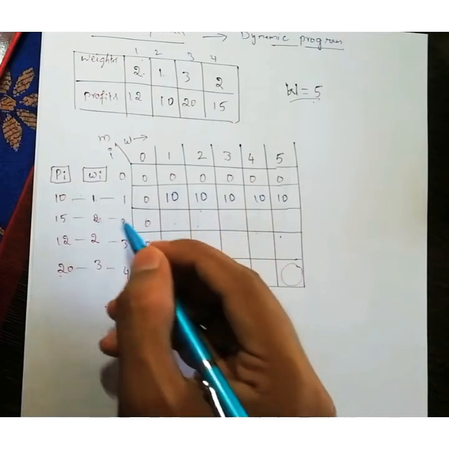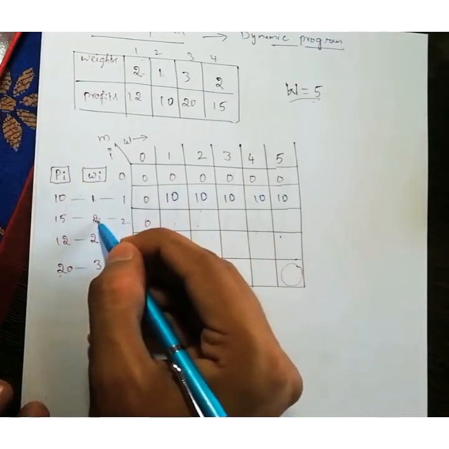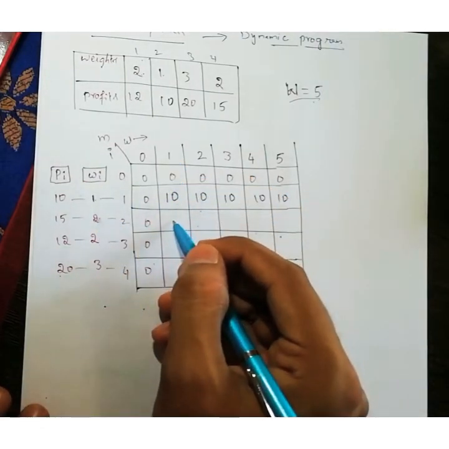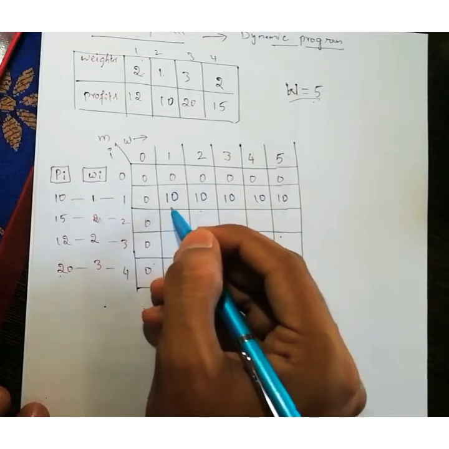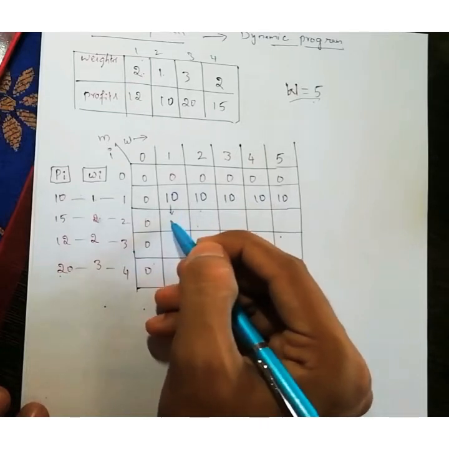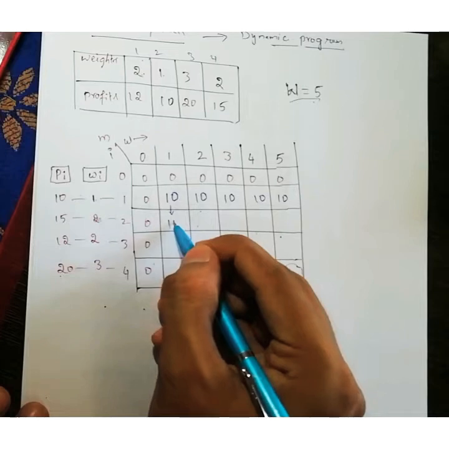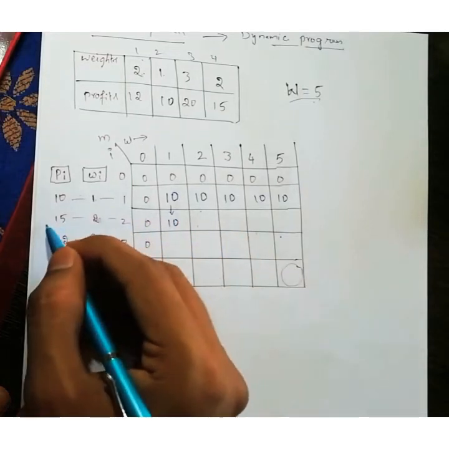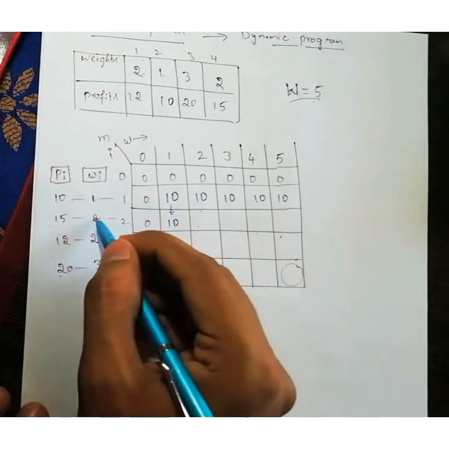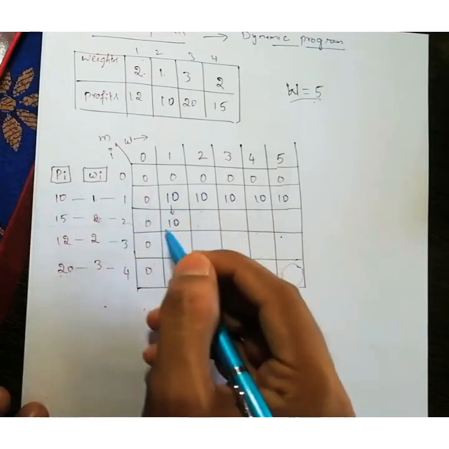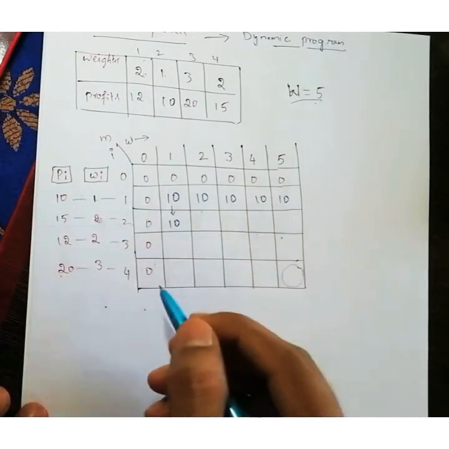Next, can I insert a 2 kg item in a 1 kg bag? No. That means you have to carry the same thing you have in the previous row, that is 10. So in this step you have to consider this row and the previous row. That means 10 stays as it is.